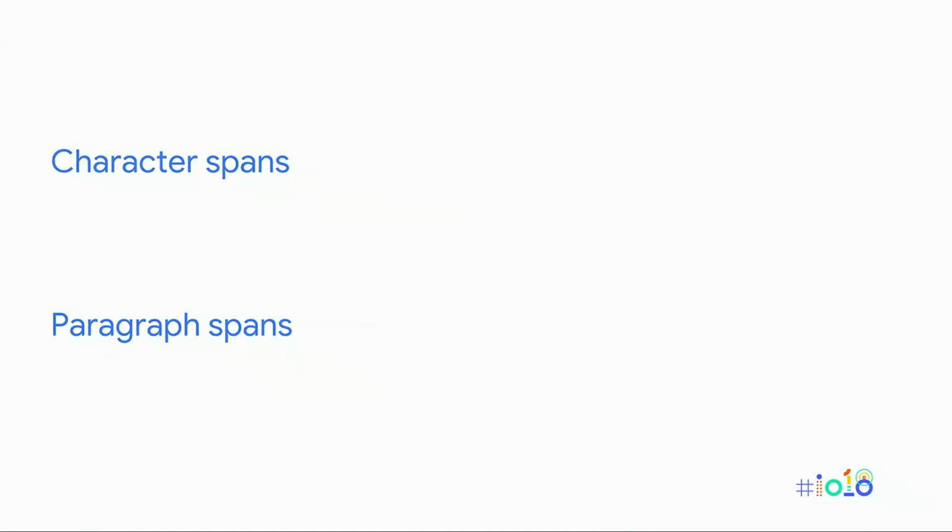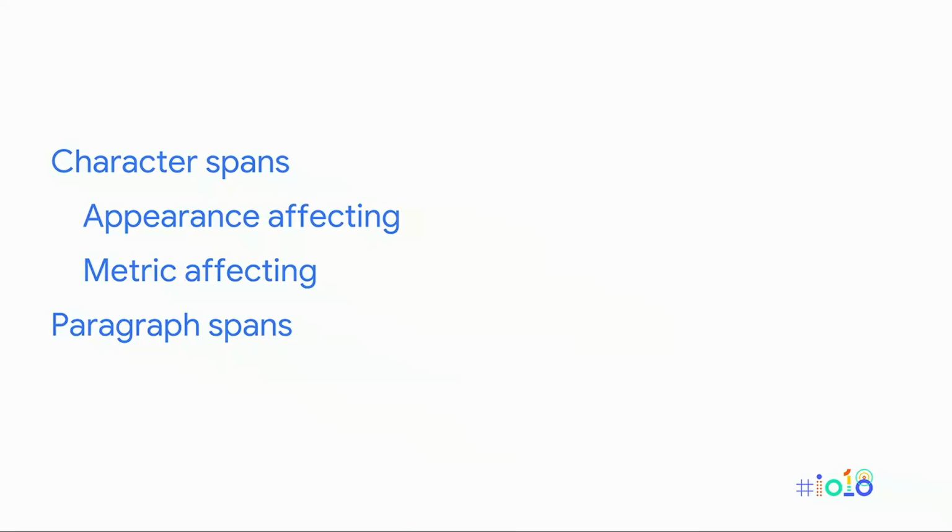Spans are markup objects that can be attached to text from a start to an end index. And spans can be categorized into character and paragraph spans, depending on whether they apply to only a few characters or to entire paragraphs. And then character spans can be split into appearance and metric affecting. The difference between them lies in the method that needs to be called on the text view in order to render the span. Appearance affecting spans require a redraw to be called, whereas metric affecting spans require both a remeasure and a redraw.